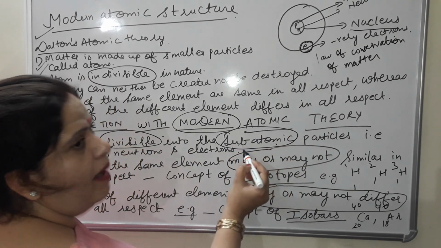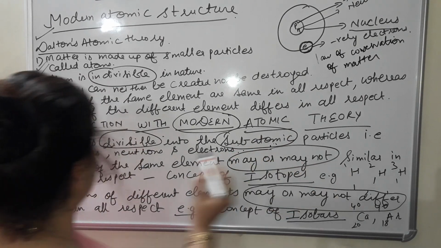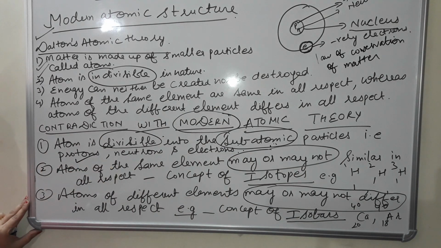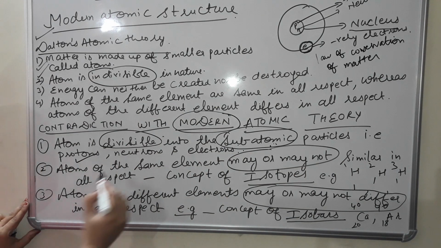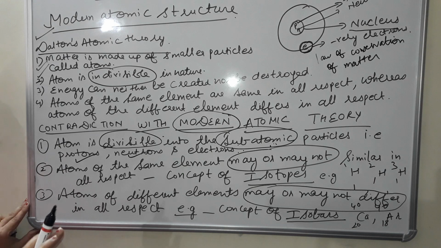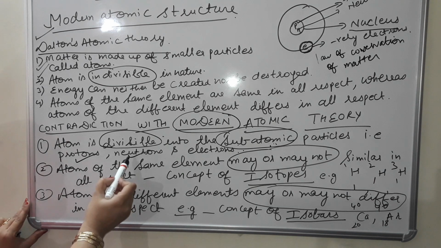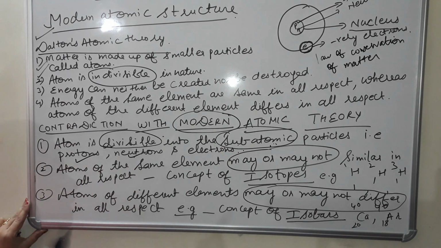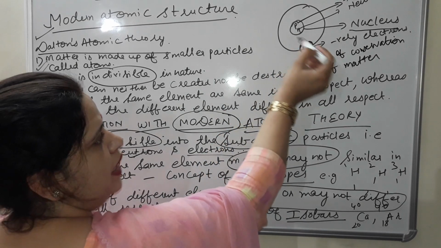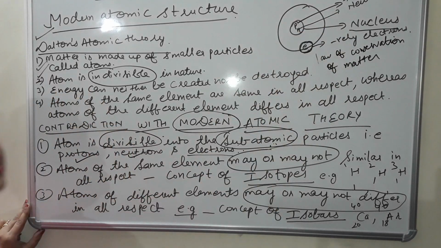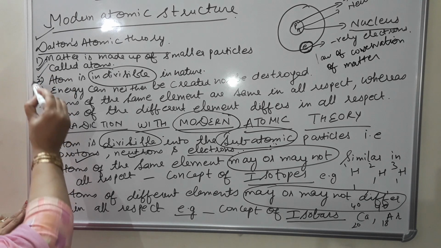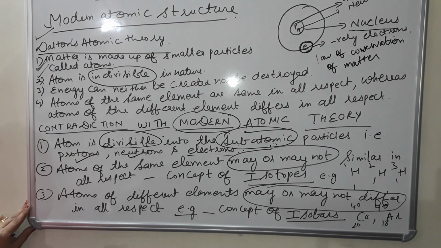Subatomic, atom के part. Subatomic particles, that is protons, positively charged particles inside the nucleus, neutrons, neutral particles having no charge but have mass. Charge इसमें नहीं है लेकिन इसका वजन है, weight है, have mass. And electrons, negatively charged particles which are present outside the nucleus in various shapes. Second point was contradicted and this point was given.